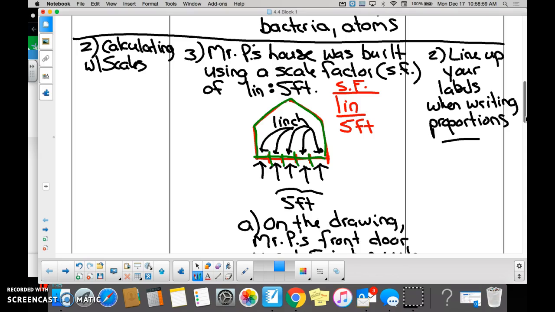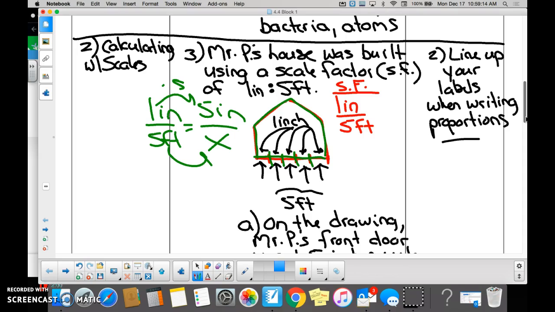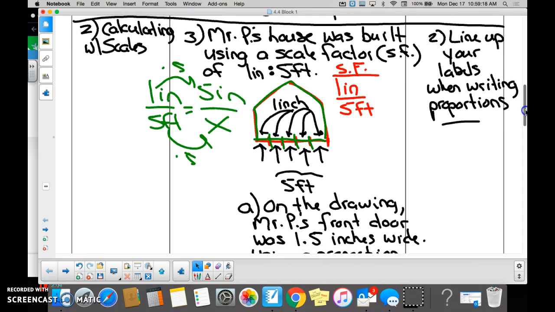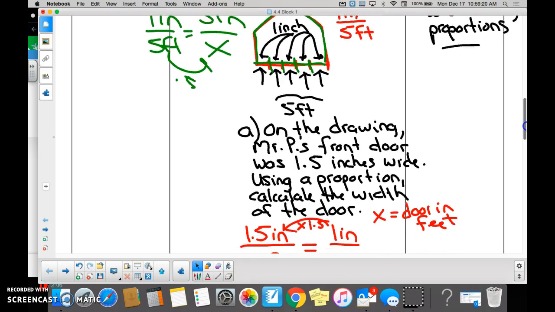I said, oh, my house is 5 inches across, therefore it is 25 feet, because if I have 1 inch is to 5 feet, and my house was 5 inches across, how did I get from 1 to 5? So what's 5 times 5? Keep my ratios in proportion. Excellent. Letter A is basically what I just did.